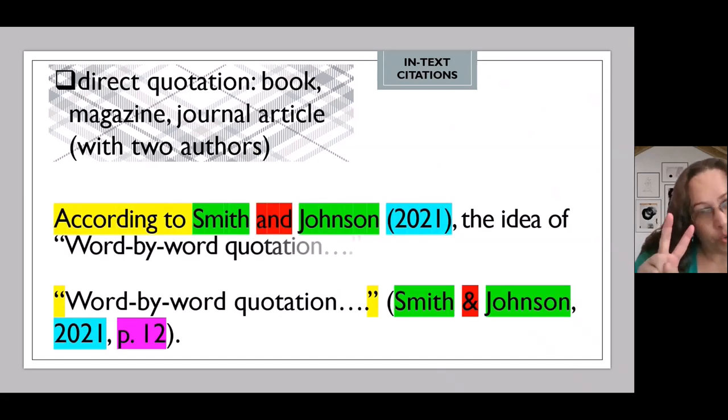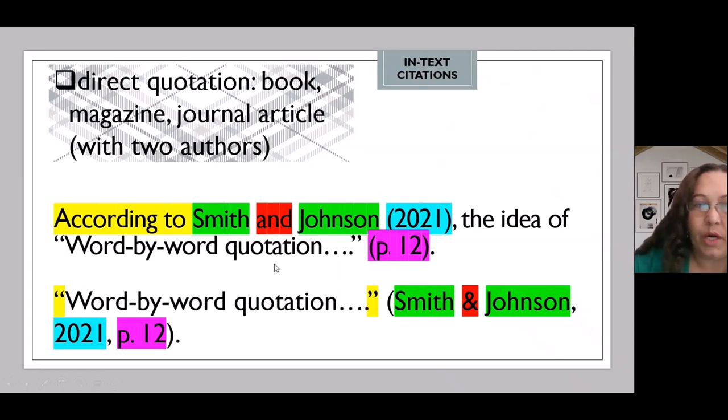Now, let's see what happens when we have two authors. So when we have two authors, then we're going to add the last name of both authors. If we present the information with an introductory phrase, according to, based on information provided by, and so on, then we're going to have the first last name, the word and, followed by the second last name, open parenthesis, date of publication. So according to, in this case, Smith and Johnson, 2021, the idea, open quotation marks, provide the word by word quotation, close quotation marks. Remember, this is taken from the original source exactly as it appears there. Therefore, we need to provide the page, the exact page number. After that, close parenthesis, period.